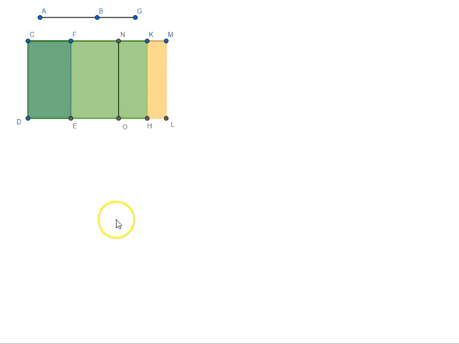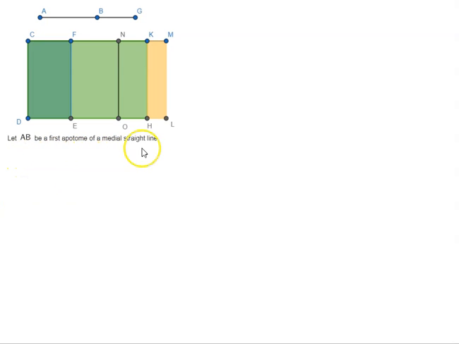Let us look at proposition number 98 of book 10 of Euclid's Elements. The proposition says the square on a first apotome of a medial straight line applied to a rational straight line produces a second apotome as breadth. So let's see how to prove this.